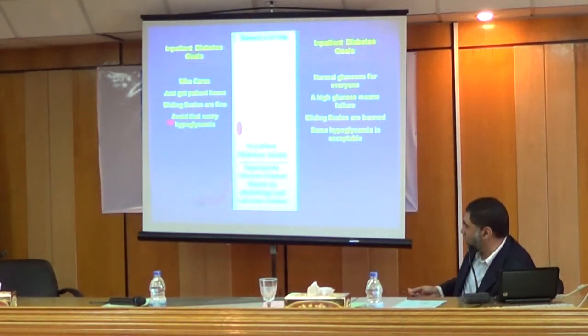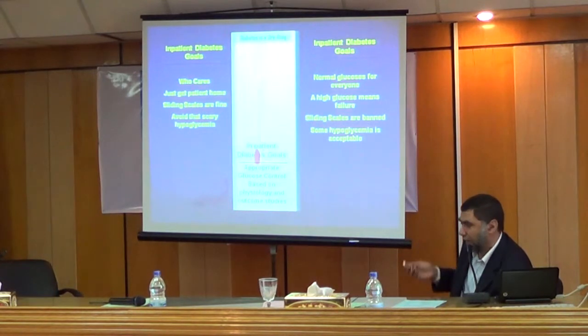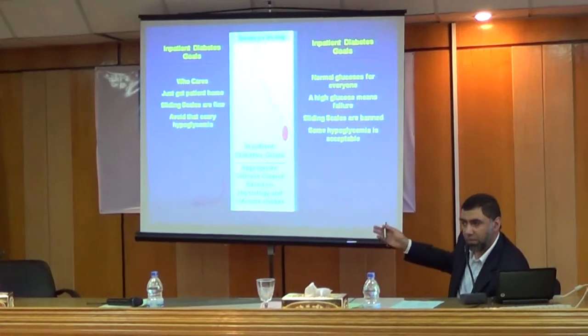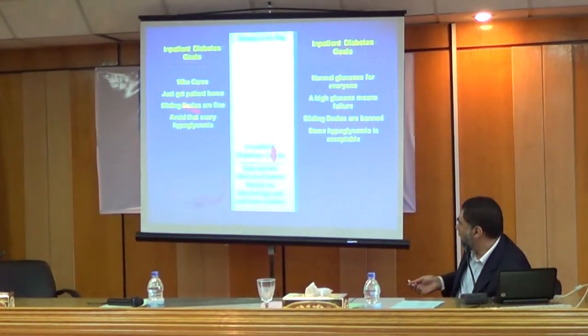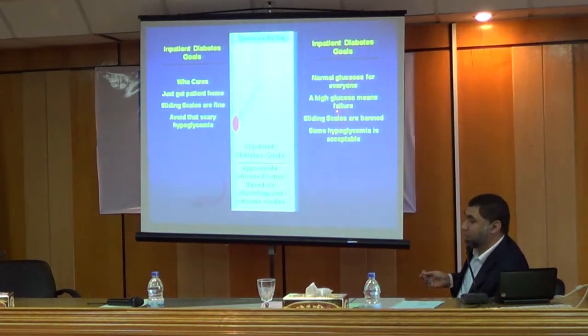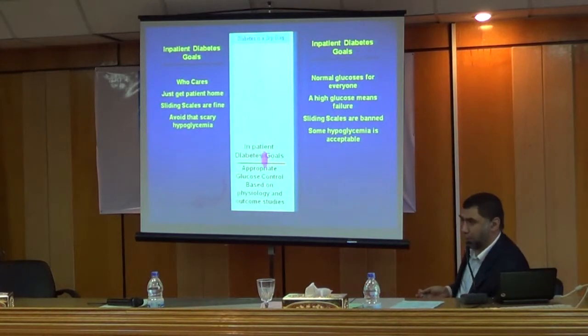This idea should be changed. Who cares? Just get the patient home. He is minded by the primary diagnosis and forgets diabetes. Sliding scales are fine. This is the common sense. Avoid that scary hypoglycemia. Leave the patient to die from his diabetes rather than from my insulin. This is not accepted. The inpatient diabetes goal should be normal glucose for everyone. A high glucose means failure. Sliding scales are banned. Some hypoglycemia is accepted.